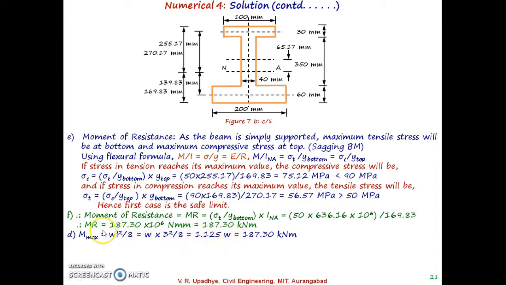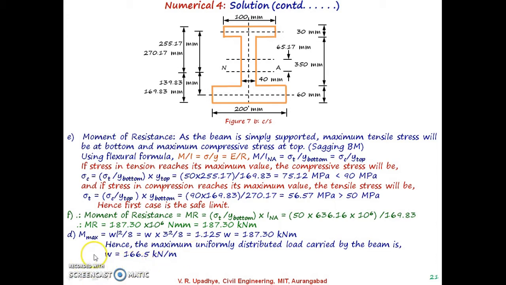And if we equate it with the moment of resistance, that is 187.3 kilonewton meter, now we can calculate the value of UDL which can be applied. So the maximum uniformly distributed load carried by the beam with the given cross section and given permissible values of tensile stress and compressive stress gives us 166.5 kilonewton per meter. So that gives us the UDL carrying capacity of that particular beam. So with this discussion, we'll go for one more numerical regarding the same methodology.